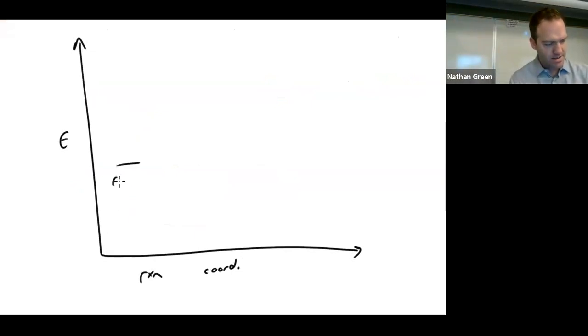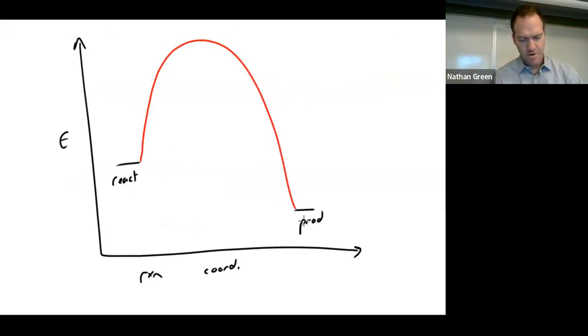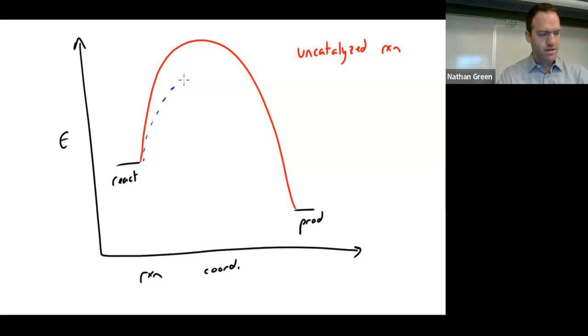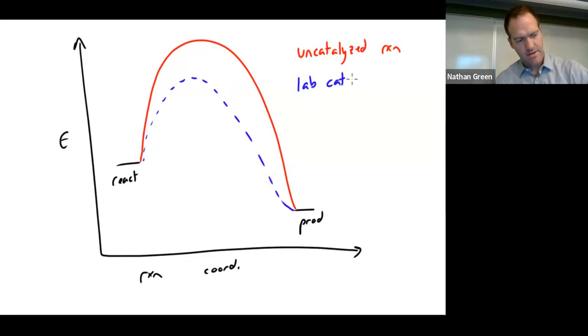Let's pretend that I have a reactant that's not going to make an intermediate. It's just going to go straight to products. If I run this reaction in the lab, it goes over this big hill and produces a product. So this is my uncatalyzed reaction. But I did a bunch of research and I was like, wait a minute, if I add aluminum to this, the aluminum acts like a catalyst. So I can turn that same reactant into that same product, but I'm going to go over a slightly lower barrier. This would be a lab catalyzed reaction.